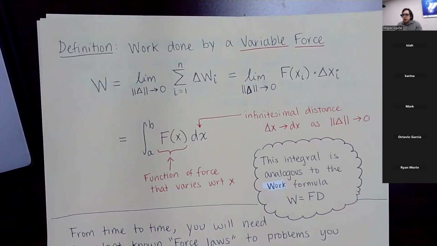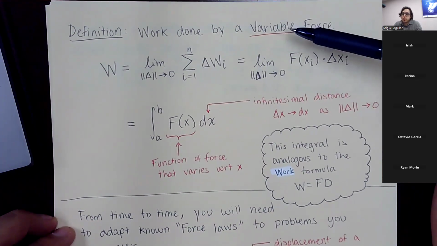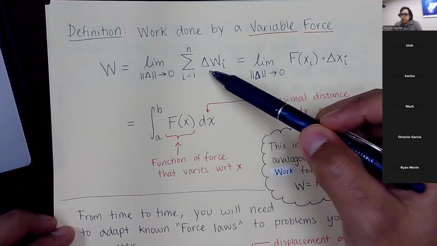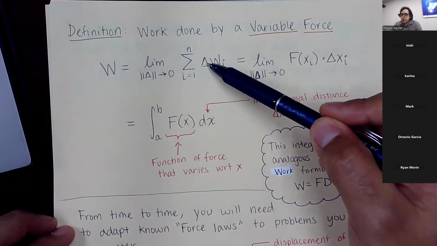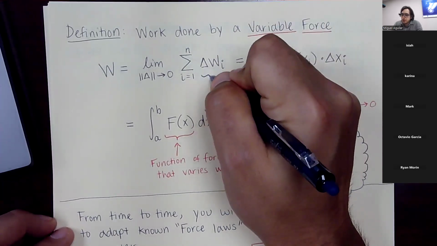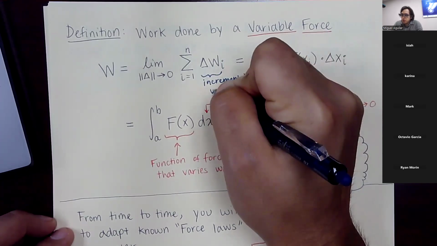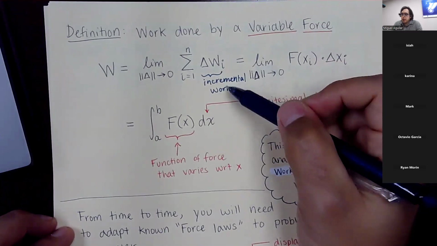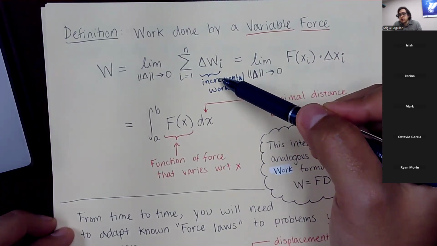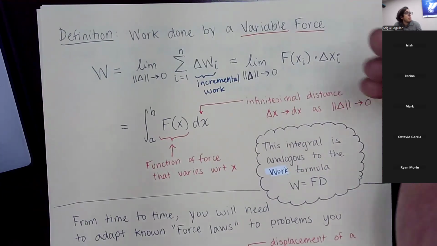So now getting into the calculus of it. Work done by a variable force is going to be given by this formula, which essentially you can think of as delta Wi, incremental work. And what I mean by incremental work is that typically in calculus, you're taking some function and then breaking that function up into a bunch of different pieces.